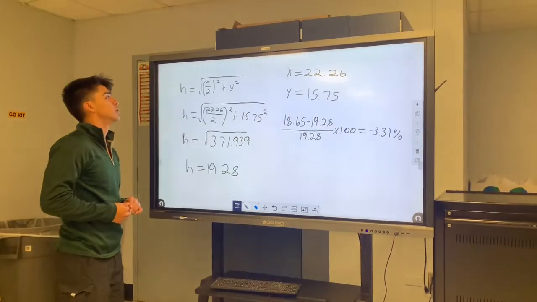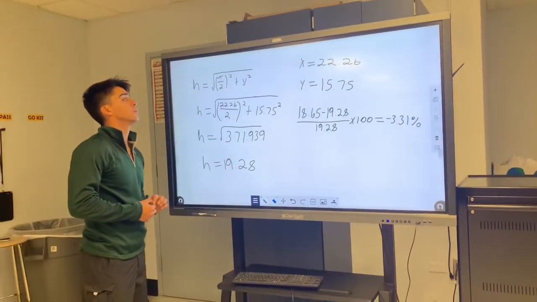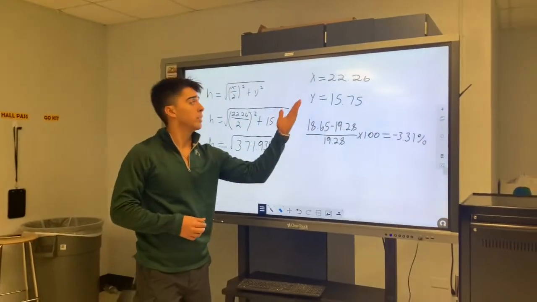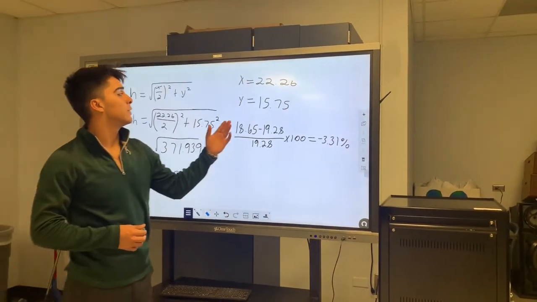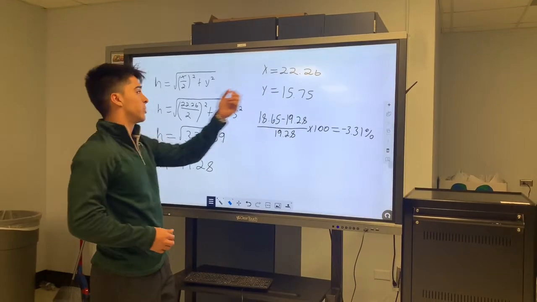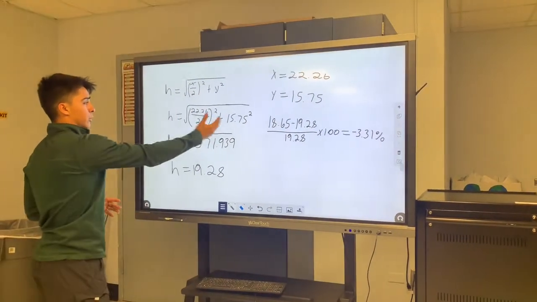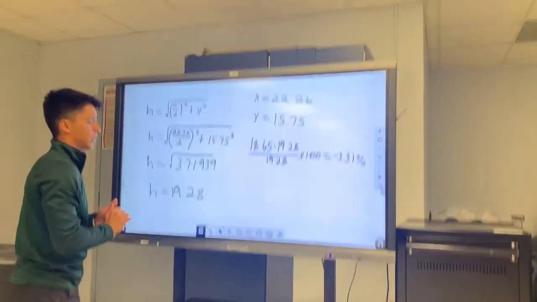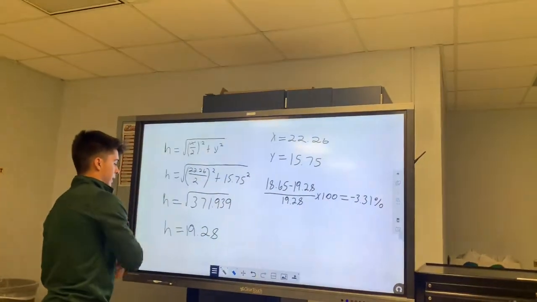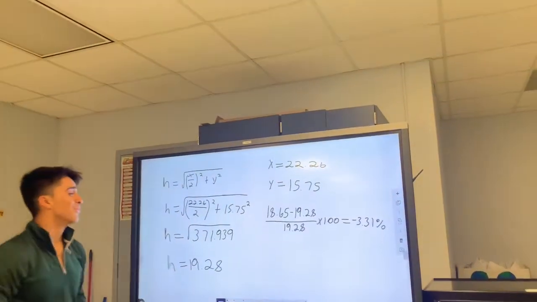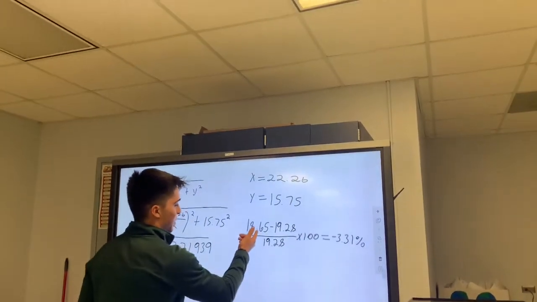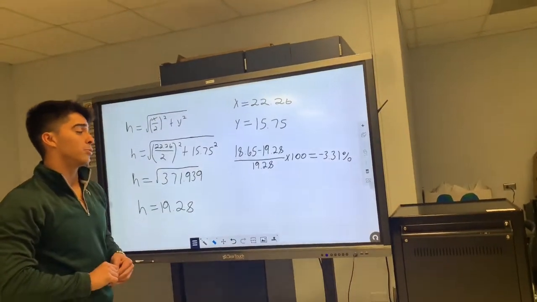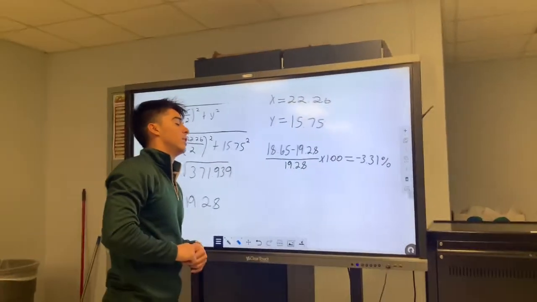Find h using the equation square root of (x over 2) squared plus y squared. We already know the values of x and y, which are 22.26 and 15.75. You plug those into the equation, and then into the calculator you get the square root of 371.939. Plug that into the calculator and you get h equals 19.28. We use the original value of the pyramid minus the optimized value of the pyramid, over the optimized value of the pyramid, times 100, which equals negative 3.31% error.